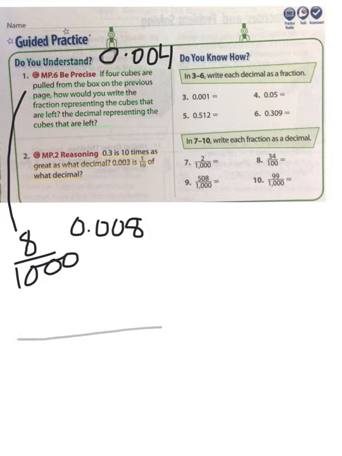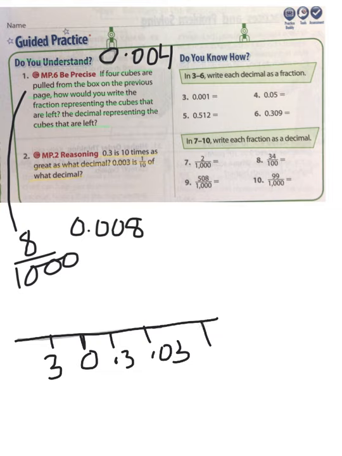So if I have my number line, which is right here, I am going to start with 0 in the middle. Now, to the right of 0 will be our decimals, and to the left of 0 will be our whole numbers. So we have 3 wholes to the left. To the right, we have 3/10, then we have 3/100, and then we have 3/1000.